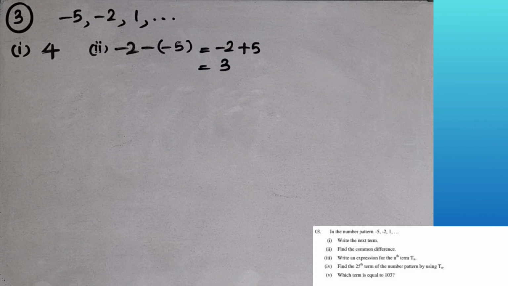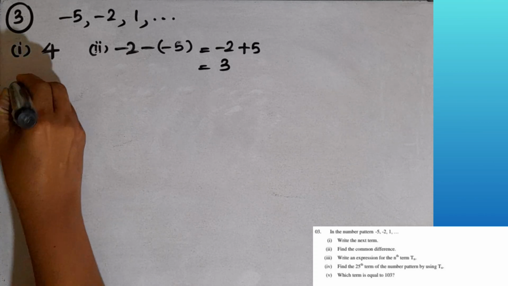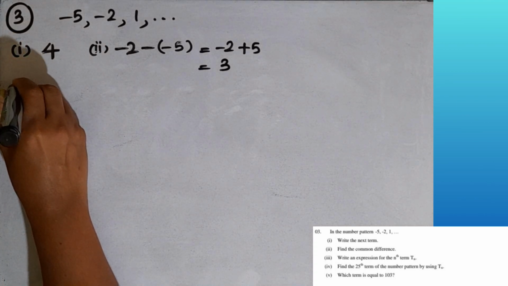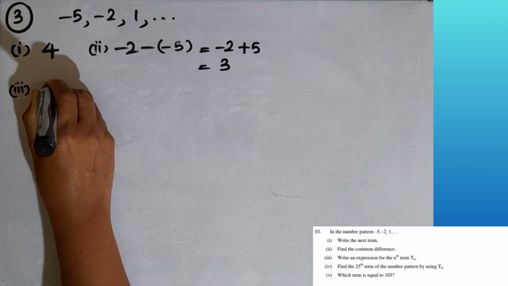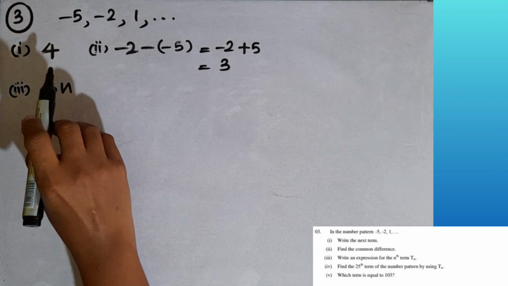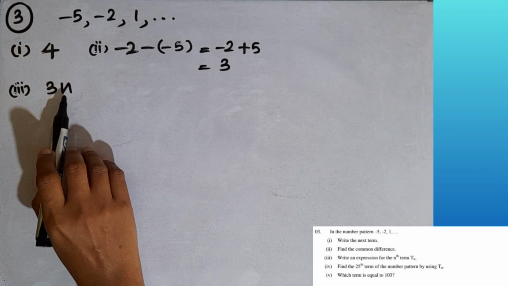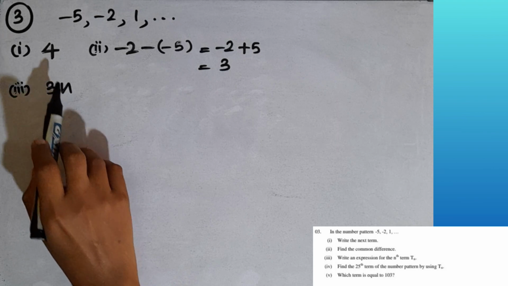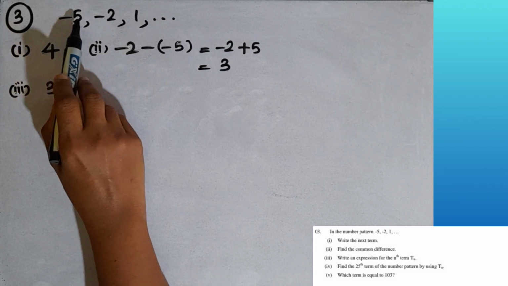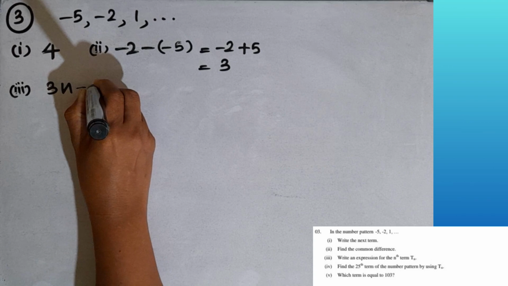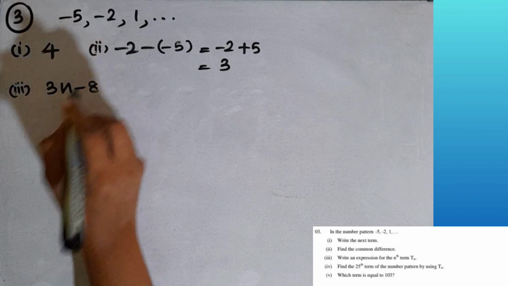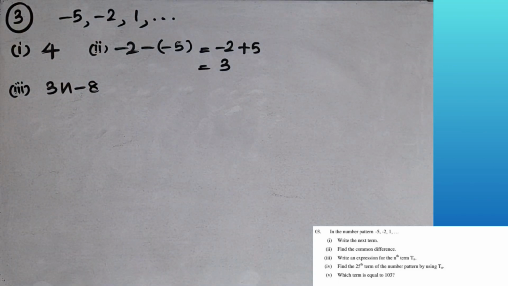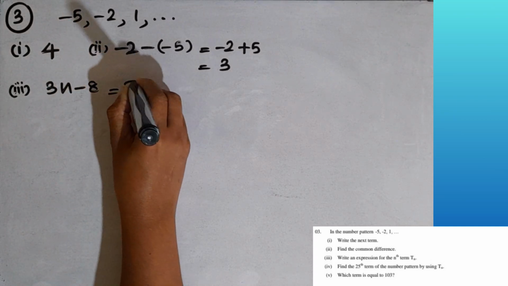Then in the third question, write an expression for the nth term Tn. We will write 3n. If you substitute 1 for n here, you get 3. To obtain minus 5, you have to subtract 8 from this. So 3n minus 8 is the nth term. This is equal to Tn.